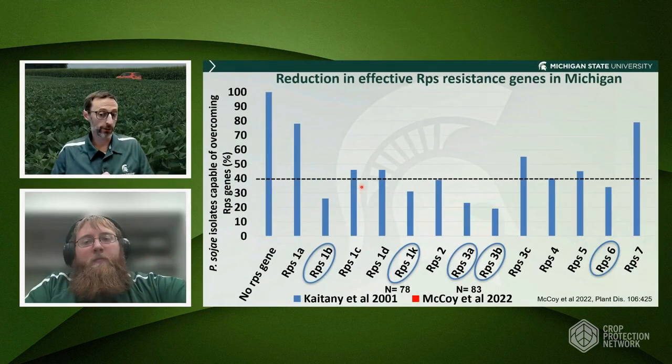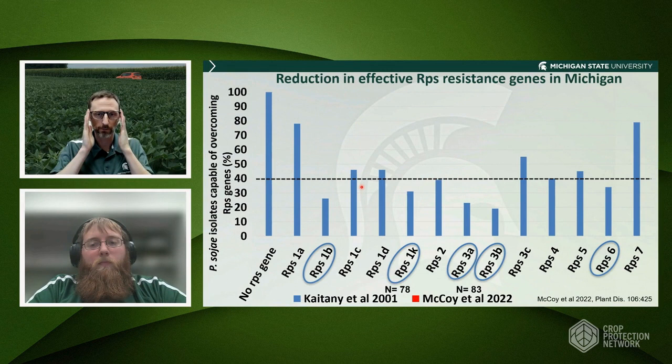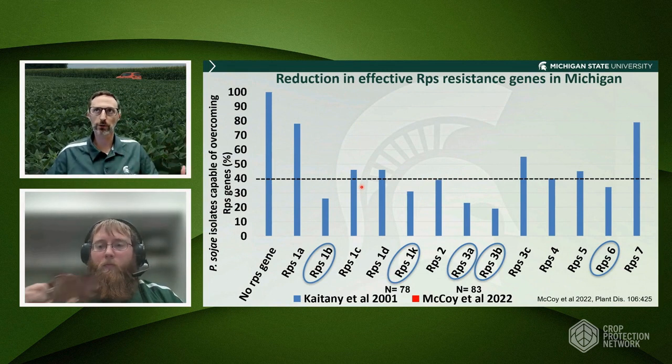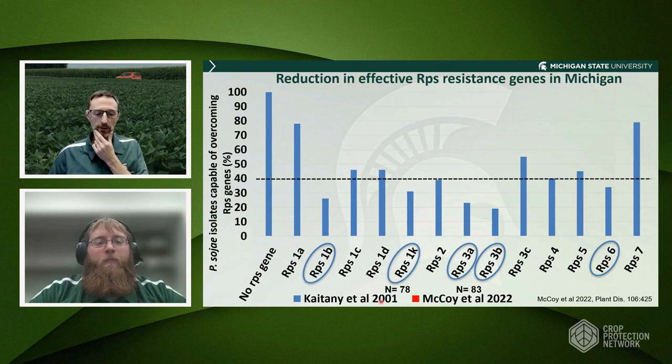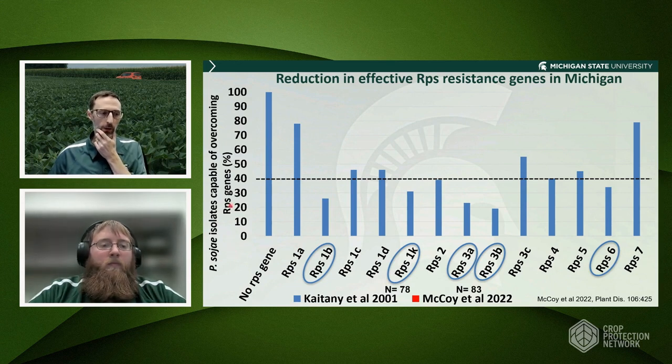So we had a resource as well, Austin, didn't we? So 20 years ago, a very similar study was done here in Michigan. And a lot of this information we're talking about also applies to other states, and we'll get to that at the end of this presentation. But about 20 years ago, in 2001, they published this study looking at, again, which genes are effective at managing Phytophthora sojae isolates.